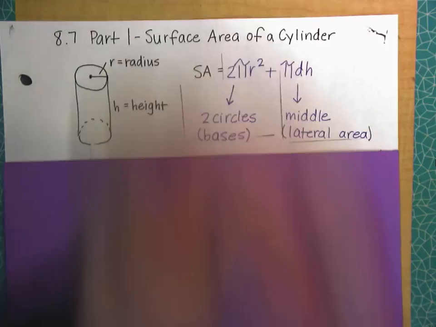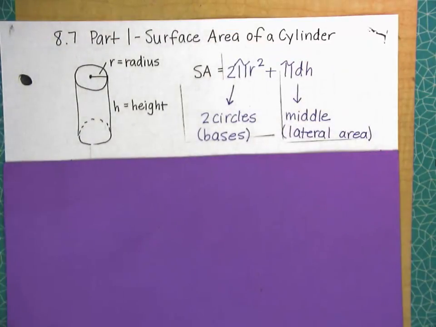The lateral area. You might see that term on a question on your test, or on Aspire, so I want to make sure you know what that's referring to. So in that formula, just to recap, you'll find the area of those bases and then add it to the area of the middle. And that will give you the surface area of the entire cylinder. Okay, Charlie?